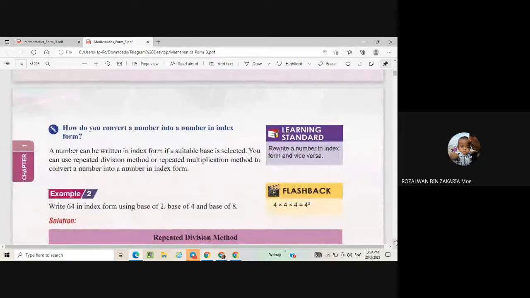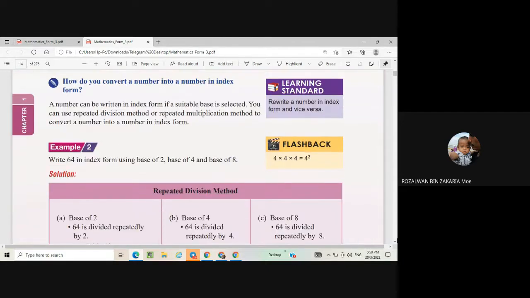Okay, all right, class. I just want to continue a little bit. Look at this one. How do you convert a number into a number in index form? A number can be written in index form if a suitable base is selected. You can use the repeated division method or the repeated multiplication method to convert a number into index form. Some flashback here: 4 times 4 times 4 is equal to 4 power of 3.